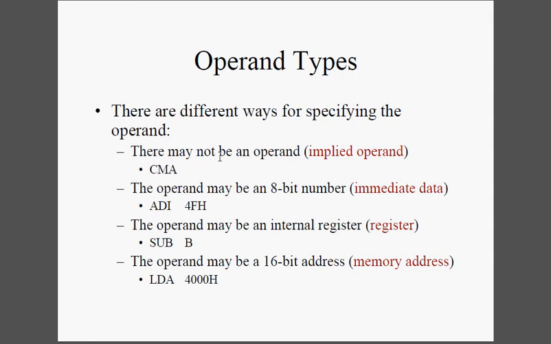There may not be an operand. For example, here the operand is not needed for this kind of instruction. The operand can consist of an 8-bit number, so we call it immediate data. For example, 4F is the immediate data. The operand can also be an internal register, so here B refers to the B register. And the operand can also be a 16-bit address.